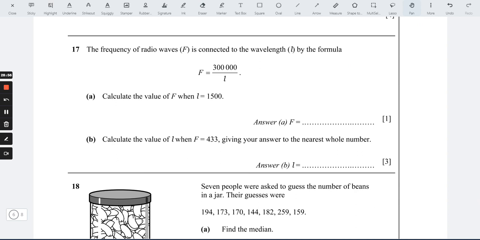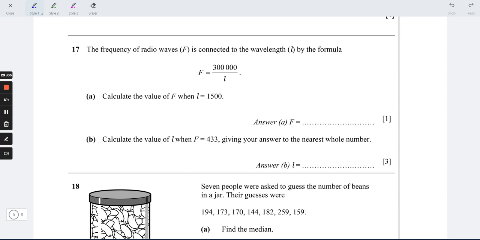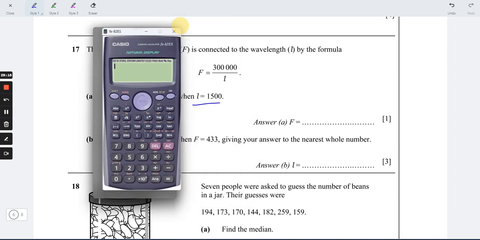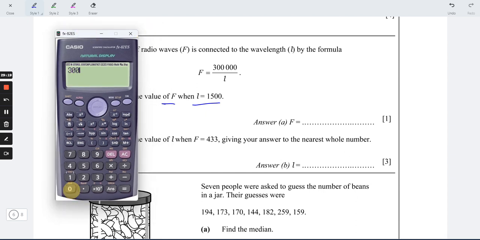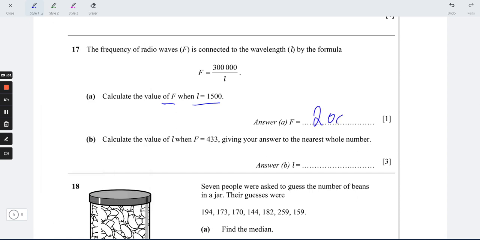Next question here, question 17. The frequency of radio waves F is connected to the wavelength L by the formula F equals 300,000 over L. Calculate the value of F when L is 1,500. You can use your calculator here, sure. 300,000 divided by 1,500 is equal to 200. So here F is 200.